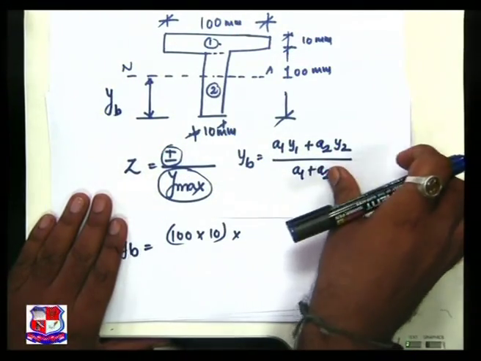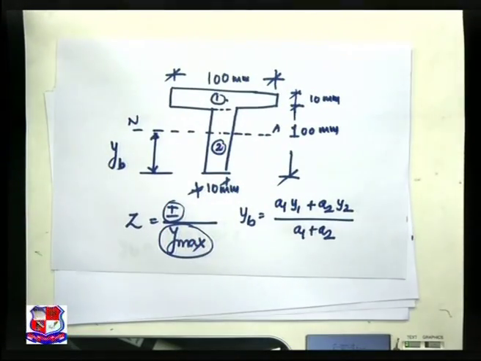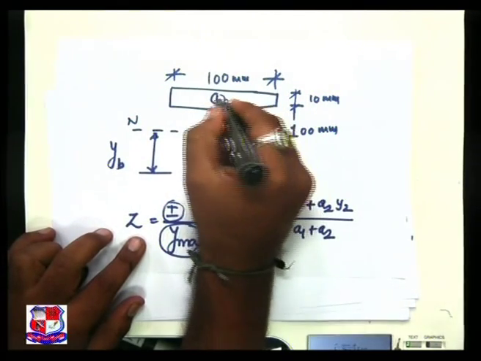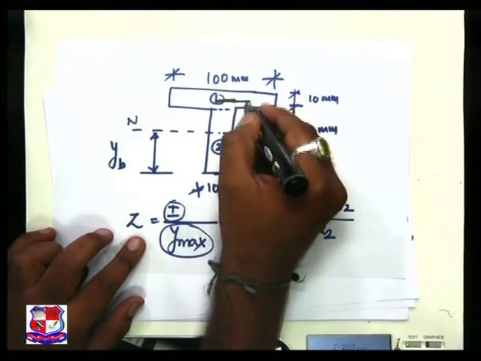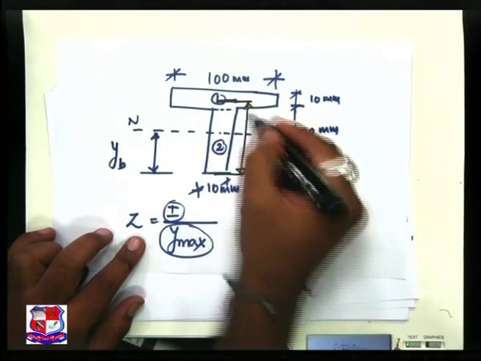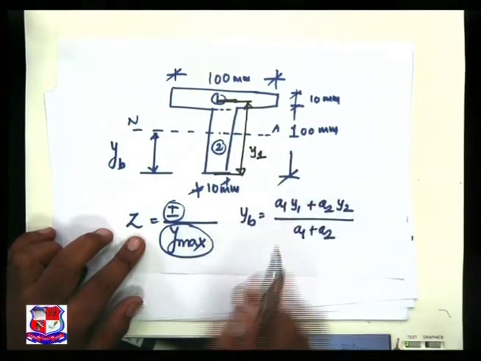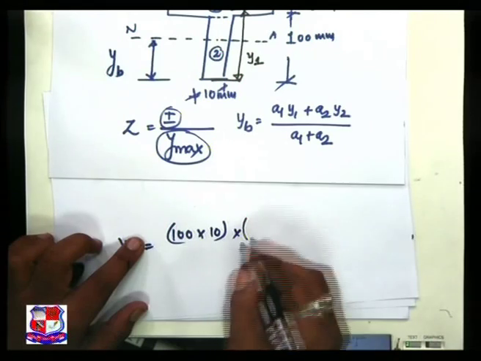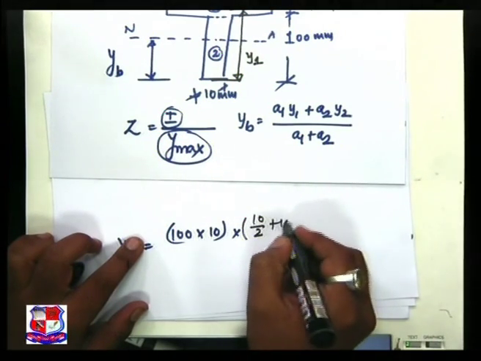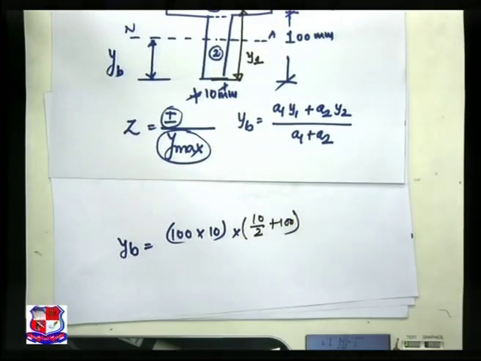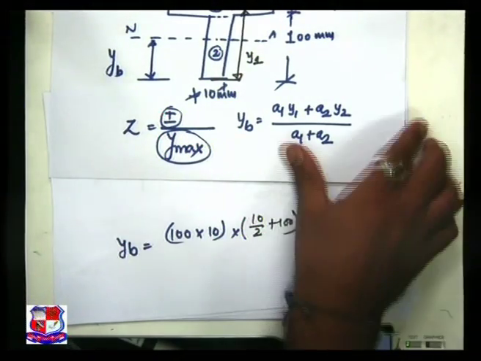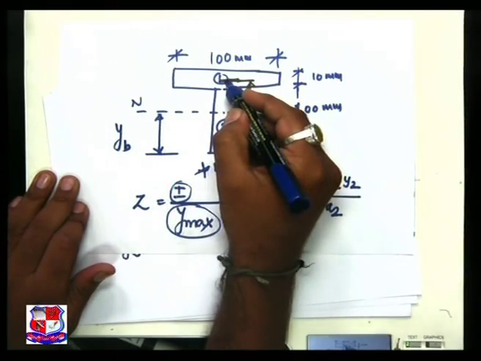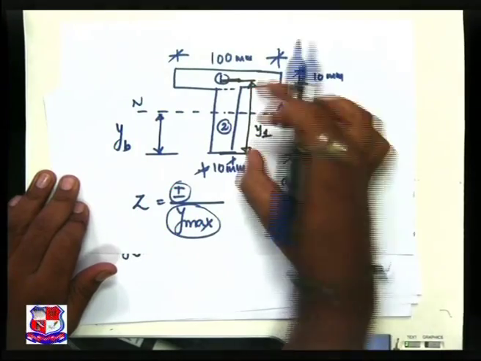y1 is the distance from the neutral axis of the first part to the bottom fiber. Please refer to the figure, and if I take another color pen, this is the CG. From this point to this point, this is my y1. Let us write over here that y1 is nothing but 10 by 2 plus 100. If we refer to the figure, CG is acting at half of that, 10 by 2 plus 100.